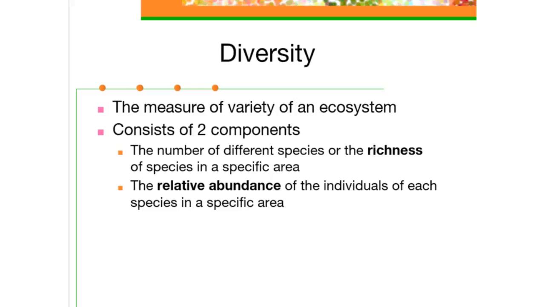So let's have a look. First of all, it has 2 different components. The richness, that's how many species they have in the area, and the abundance, that's the number of individuals in every species. So let's have a look at that.